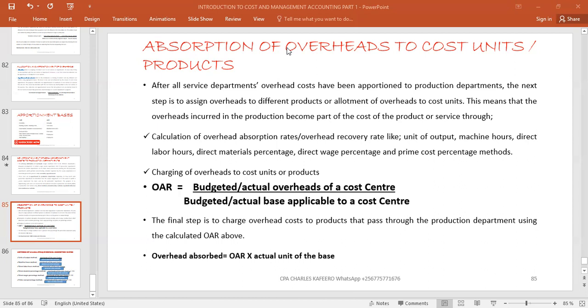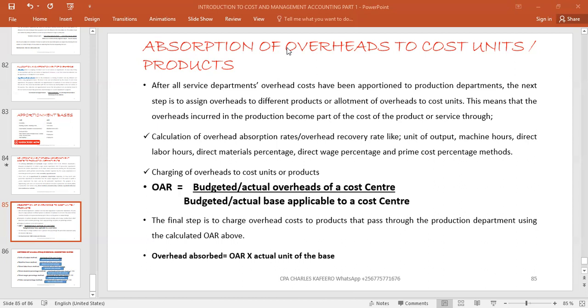So when we are doing the absorption of overheads, we expect that the service departments have already put their cost in the production department, and that was the secondary apportionment. When that is done, what is remaining is to assign those costs to the outputs we've produced, so that they can form the production cost of those units, or the cost per unit.